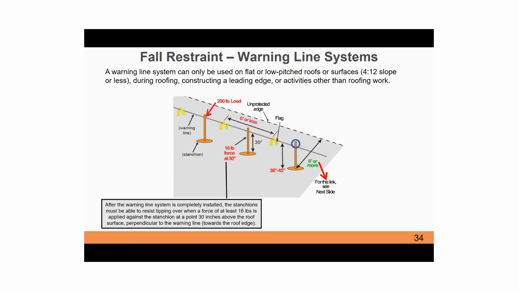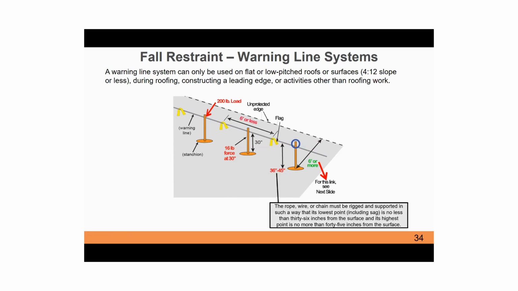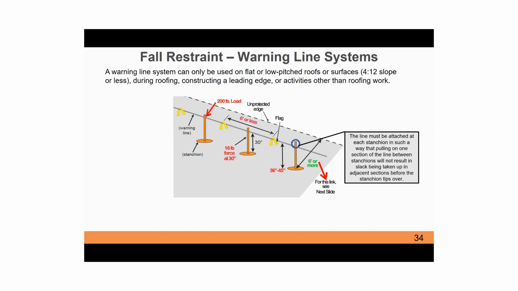After the warning line system is installed, the stanchions must be able to resist tipping over with a force of at least 16 pounds at 30 inches. And the rope, wire, or chain has to be rigged and supported in such a way that it doesn't go below 36 inches and doesn't go beyond 45 inches. So if it slouches, just ensure that it's not going below 36 inches to the ground. And of course, you want to make sure the stanchions are attached in such a way that they're not going to be tipped over.